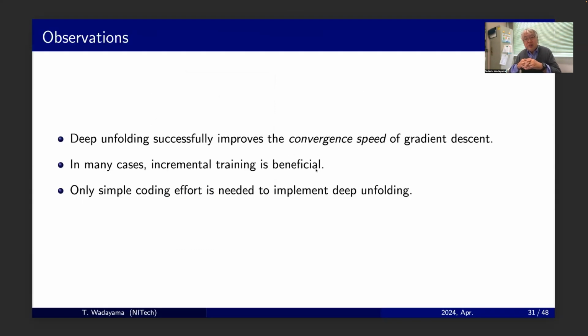From this experimental result, several observations can be obtained. The first observation is that deep unfolding successfully improves the convergence speed of gradient descent. Very nice point. The second, in many cases, incremental training is beneficial. And third, only simple coding effort is needed to implement deep unfolding. Very simple to implement.